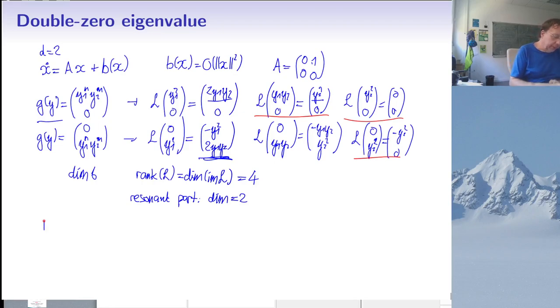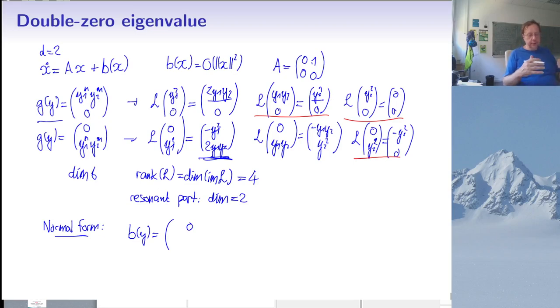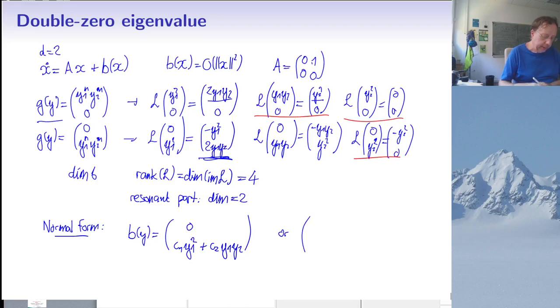So a possible normal form will be b of y. We can choose to eliminate all terms of order 2 in the first component. But then in the second component, we will have a certain c1 times y1 squared, because we cannot eliminate y1 squared, plus some c2 times y1, y2. Right, so that is a possible normal form, or the other possibility would be to keep something of the form c2 times y1 squared here. So that is up to us, whatever is more convenient.